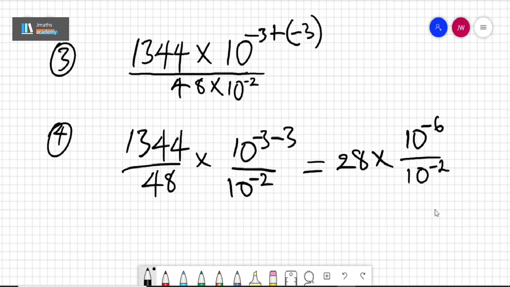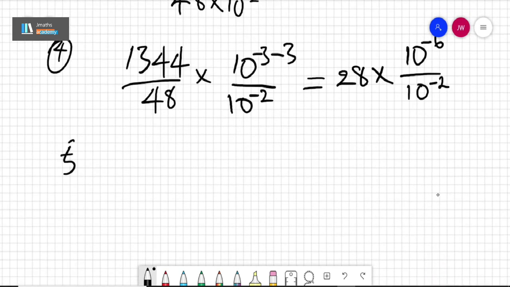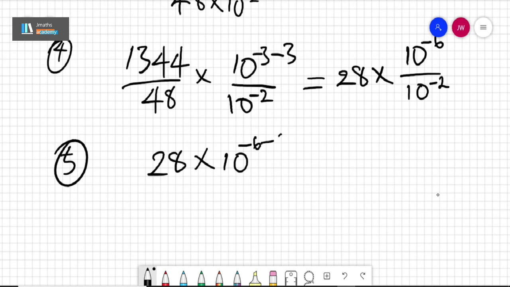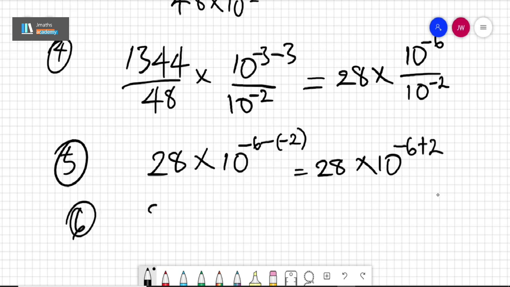So we'll move on to our next step. So we have 28 multiplied by 10, and from indices this gives us minus 6 minus minus 2. This will give us 28 multiplied by 10 raised to the power of minus 6 plus 2. Then we have 28 multiplied by 10 raised to the power minus 4.